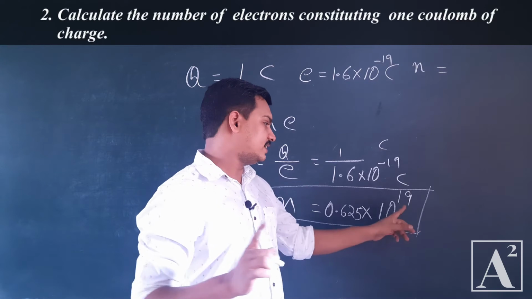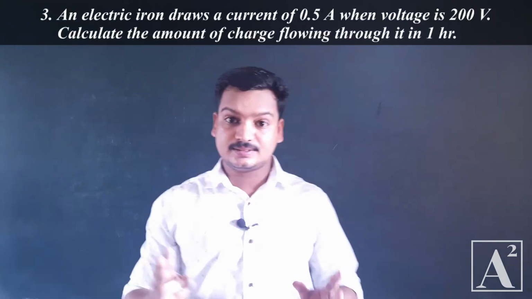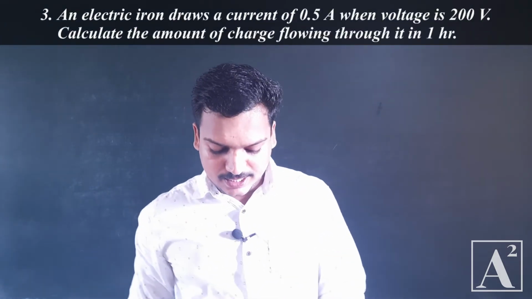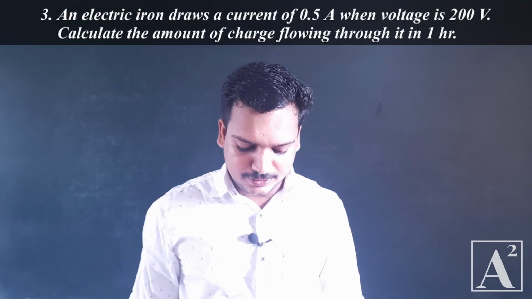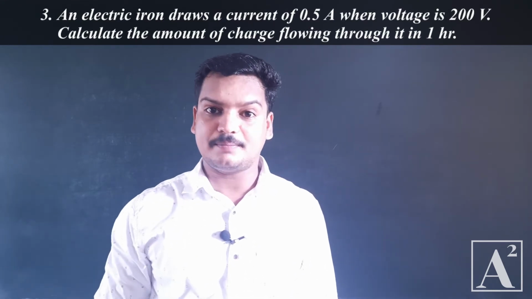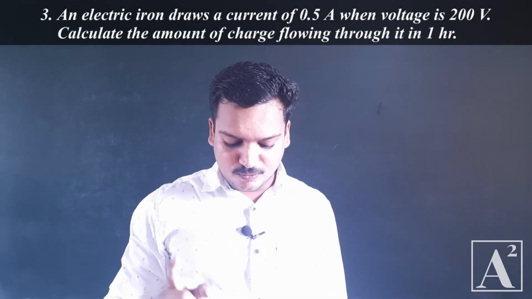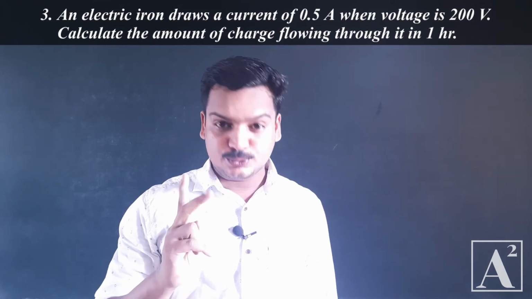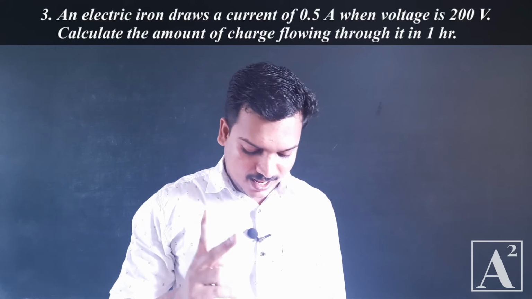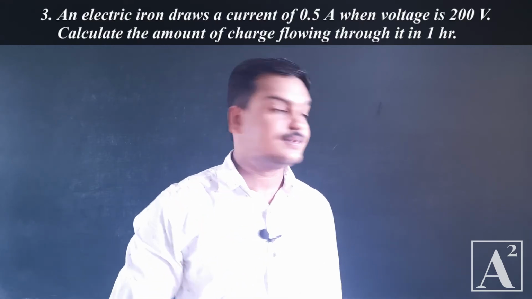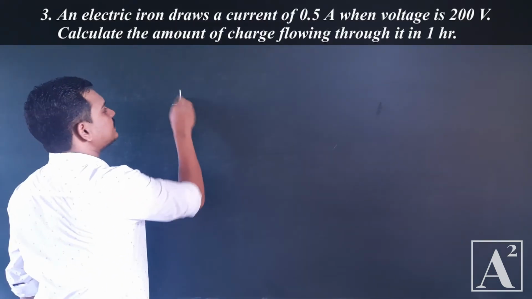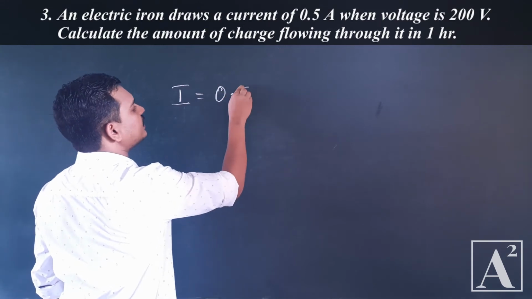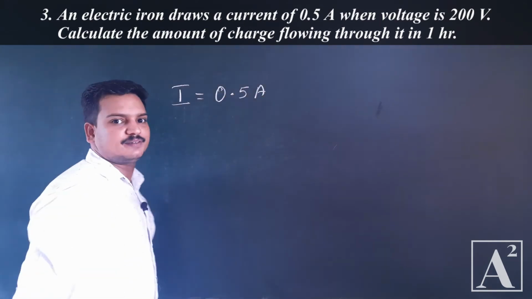19 zeros are there. So such a big number it is. Okay. Third question. An electric iron draws a current of 0.5 ampere when voltage is 200 volt. So two quantities given here. I is equal to 0.5 ampere. That is the first one given.